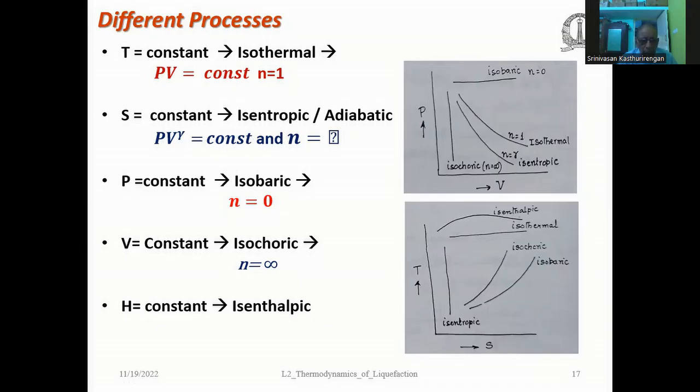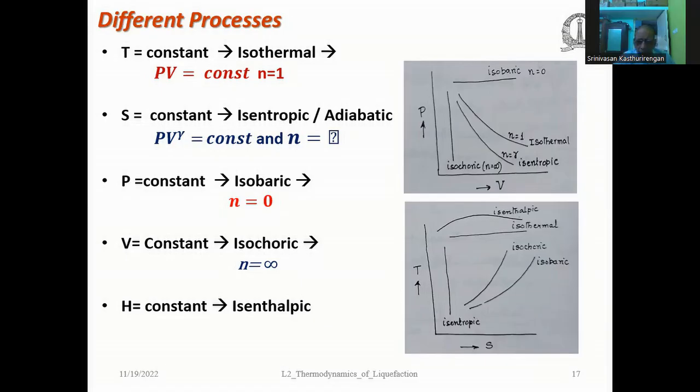For an adiabatic process, n will be equal to gamma. It is also known as an isentropic process, where the entropy is kept constant, and that is for which n is equal to gamma. Now, for a constant pressure process, which is known as an isobaric process, n will be equal to 0, and for a constant volume process, which is an isochoric process, n will be equal to infinity. Constant enthalpy processes will be somewhat different. They are known as isenthalpic processes.